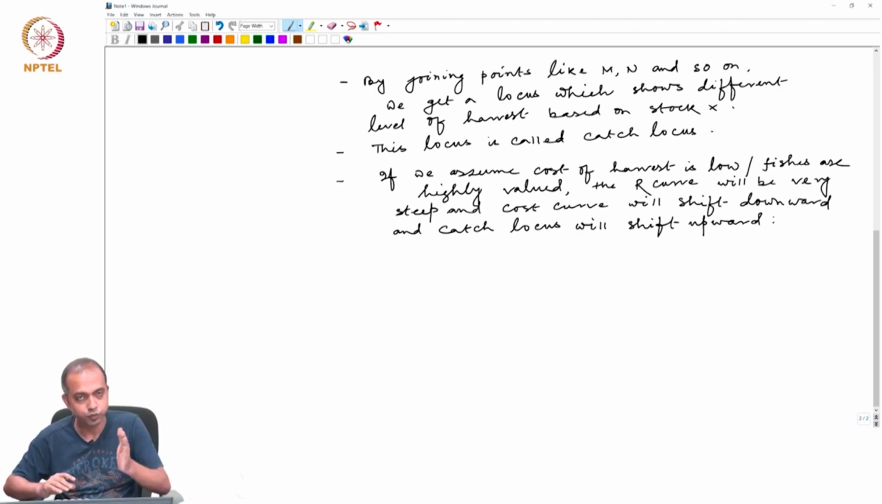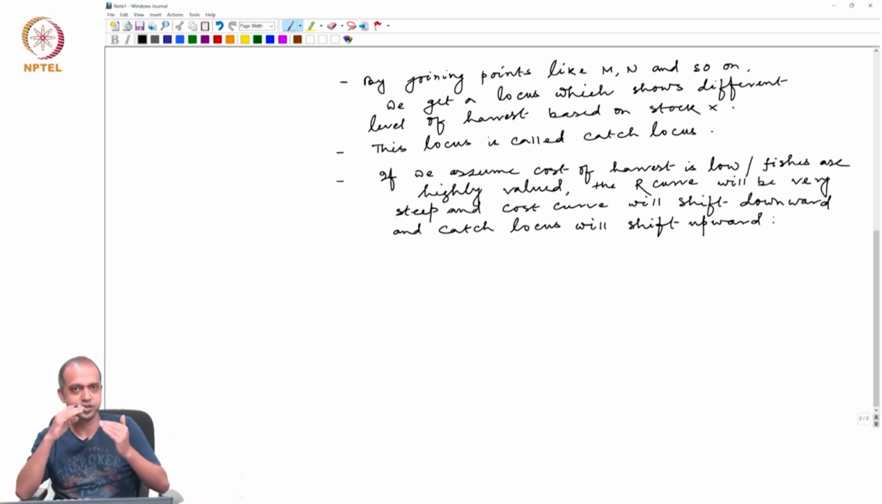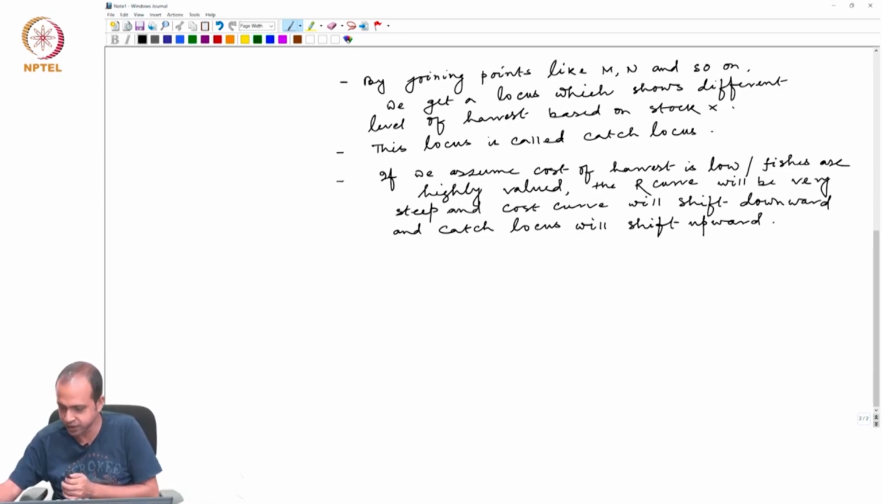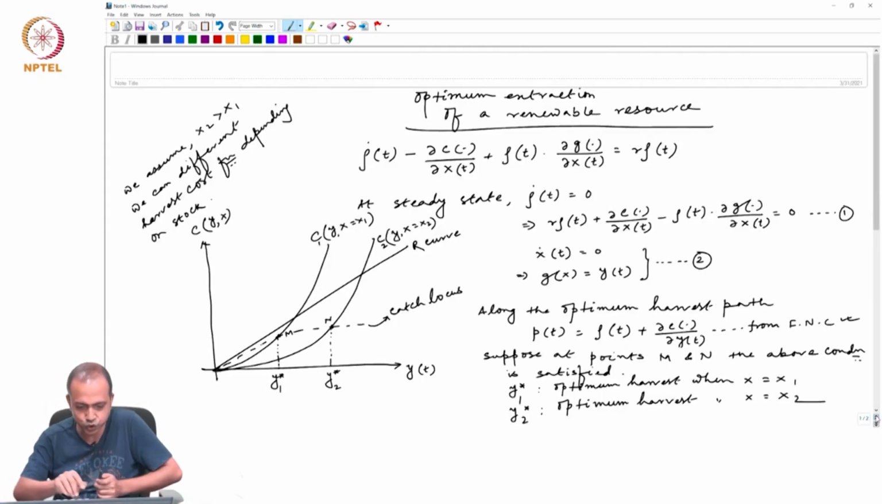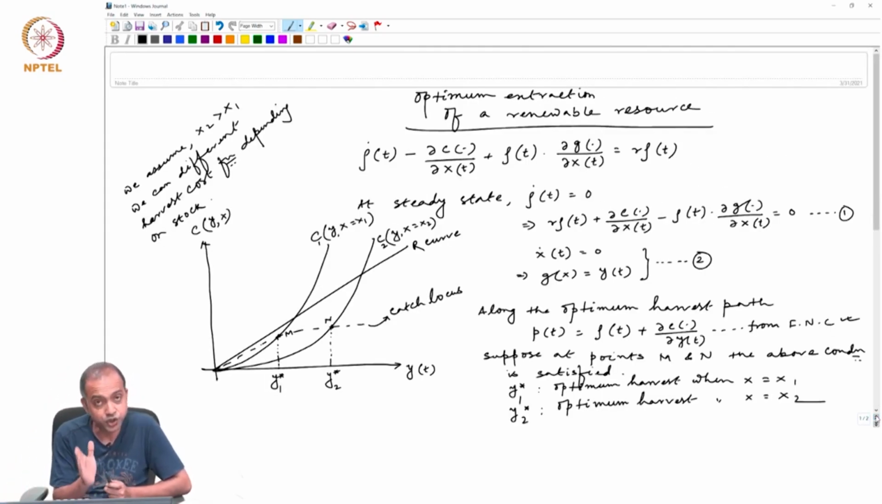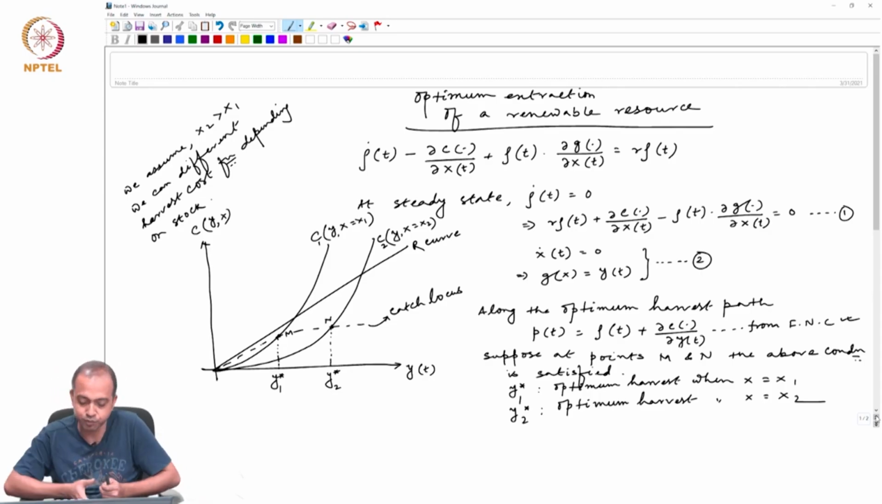So, this is what we have to understand, the dynamics from the catch locus. I will go back to the diagram once again to understand the dynamics better. Here we are assuming that if the fishes are highly valued, obviously the revenue would be more, so the revenue curve will shift upward. Similarly, if the cost of extraction goes down because of an increase in stock, then this cost curve will keep on shifting downward, as a result of which this catch locus will shift upward. That is the point that I would like to mention here. Okay, so the catch locus will shift upward.